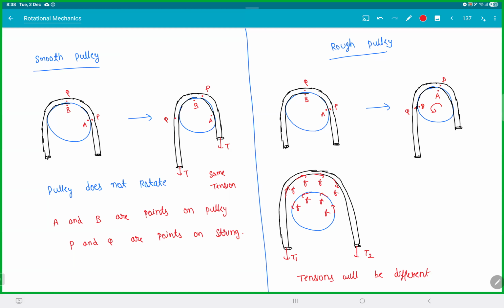When you have a smooth pulley, the pulley never moved actually. The pulley was just there like a fixed thing because there was no friction or anything to rotate it. Is this difference clear, everyone?